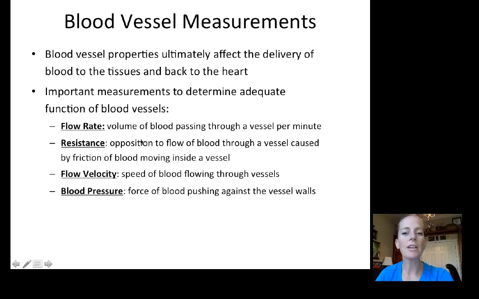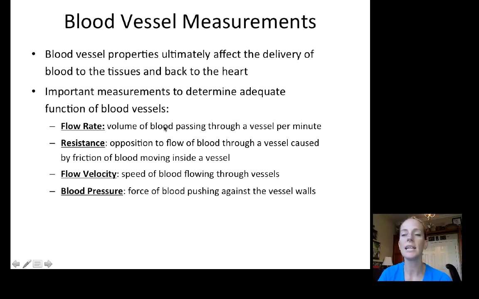So we're going to then measure several things in the blood vessels to see how effective the delivery of blood to the tissues is and how we can change that based on conditions. So you can imagine that sitting quietly, you need a certain amount of blood pressure and blood flow compared to, say, exercising, where you need to increase your blood flow to the tissues to get more oxygen and remove more carbon dioxide. So the flow rate is the volume of blood passing through a vessel in 1 minute.